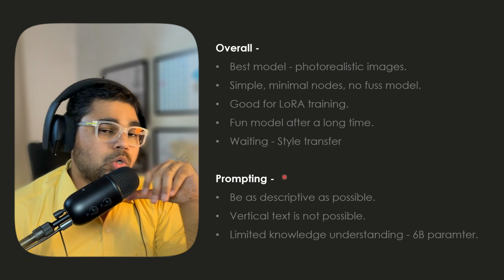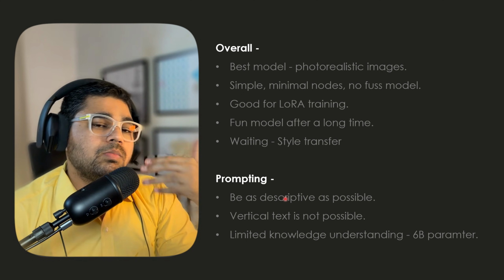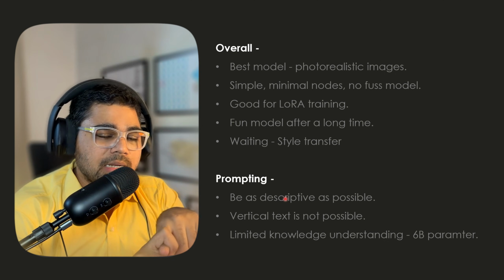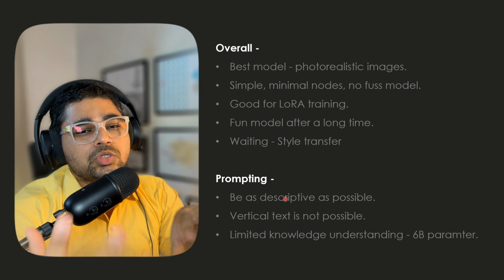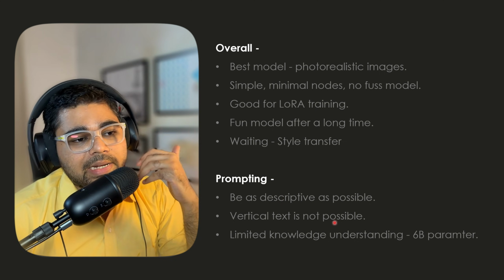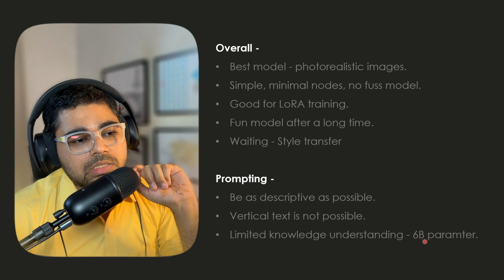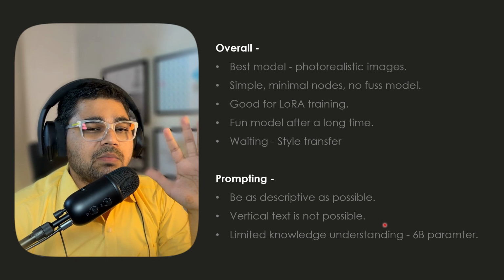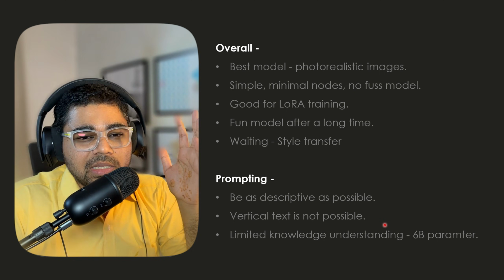Now, some of the things to note when you're prompting: I have noticed you should be as descriptive as possible. The more descriptive you are, the better it does, because if you remember in the training process, they add a prompt enhancer, so it will enhance your prompt. So be more descriptive in your prompt and you will get better images. Then, like I said, vertical text is not possible, and then there is limited knowledge. Okay, it's only 6 billion parameters, so please keep that in mind. But it is a really fun model. I would really suggest you all use it. I think this has to be the most fun release of the year in terms of AI.